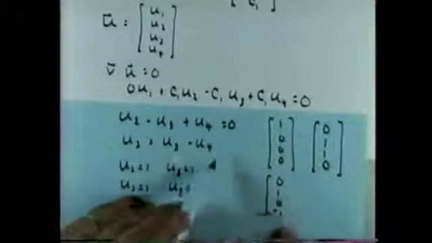Now if we let U2 be 1 and U3 be 0, then we get another vector, 0, 1, 0, negative 1. Because if U2 is 1 and U3 is 0, then I would have 1 is equal to 0 subtract U4. So that means U4 would have to be a negative 1. Because 1 is equal to 0 subtract a negative 1. So we have the solutions to the system.